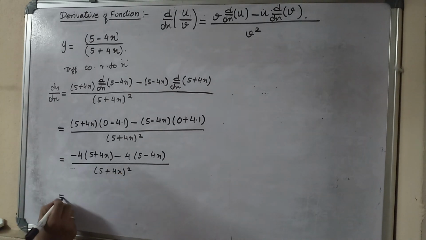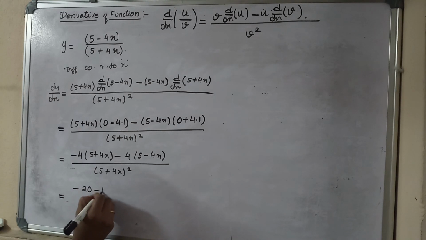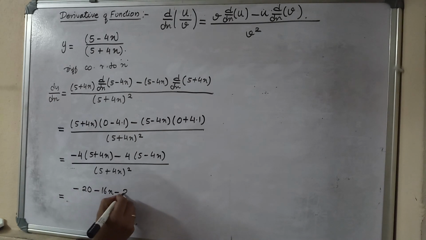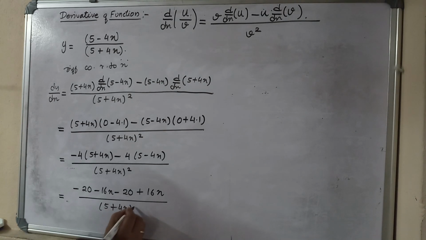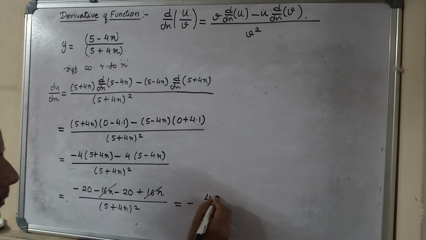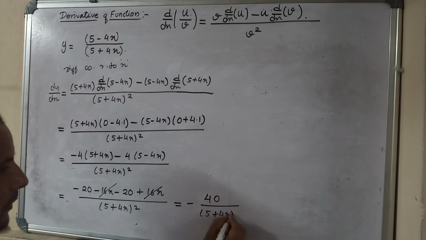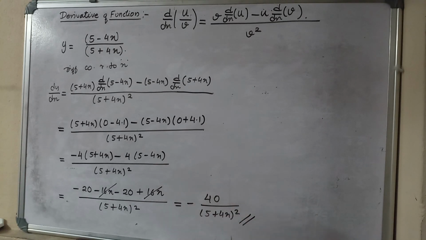Now the numerator only I am going to simplify: it will be minus 5 4s are 20 minus 16x minus 20 plus 16x over 5 plus 4x whole square. Cancel, and this equals minus 40 over 5 plus 4x whole square. No need to use the a plus b whole square formula over here.